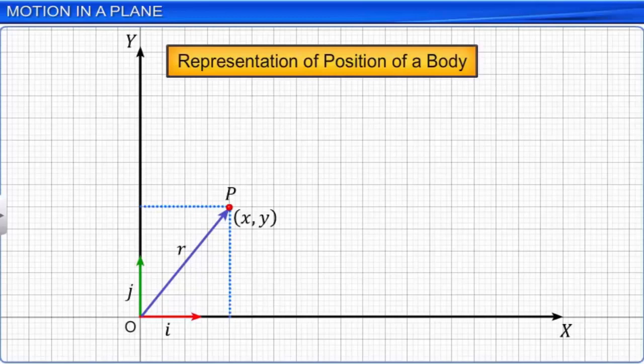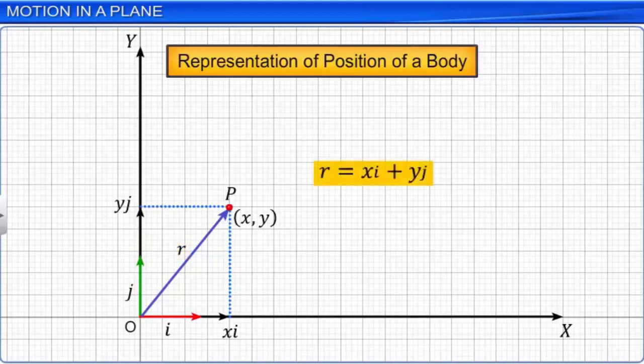xi represents the horizontal component of the vector r, and yj represents the vertical component of the vector r. This position vector r is written as r is equal to xi plus yj.